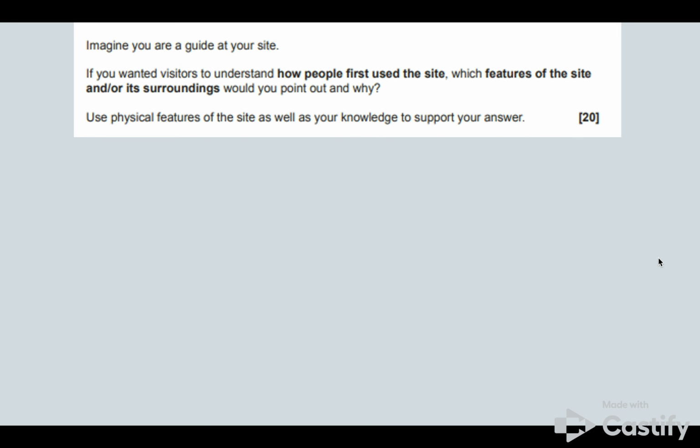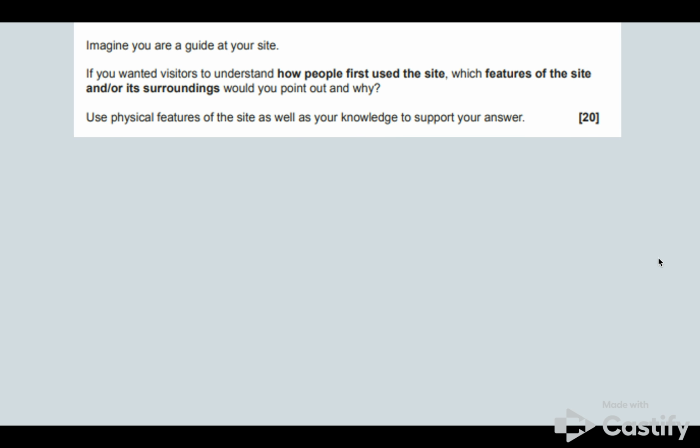Okay. Let's look at a few questions and try and explore some of the key things we've got to remember and some of the problems that can be posed by this exam paper. So here's the first question from the 2025 paper, and it did catch a few people out. It says, imagine you are a guide at your site.